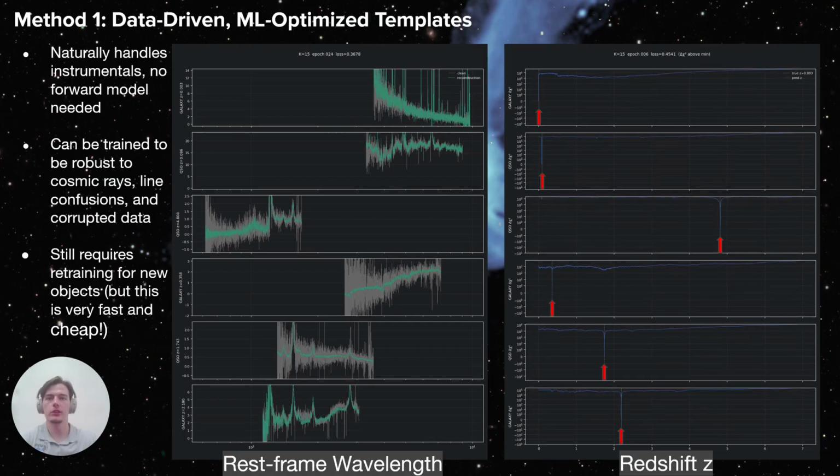The beauty of this approach is that it's a direct translation of traditional methods into the language and world of machine learning. And it allows us to distill those decades of software development directly into the templates with no need for afterburners. So the templates shown here achieve sub-percent error rates all by themselves, and they can be trained to naturally account for confounding factors like line confusions, noise, and instrumentals through data augmentation.